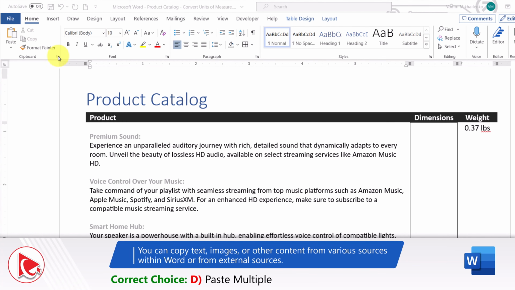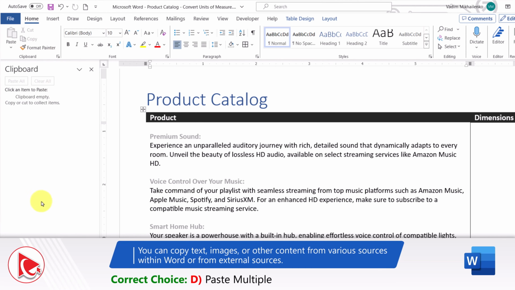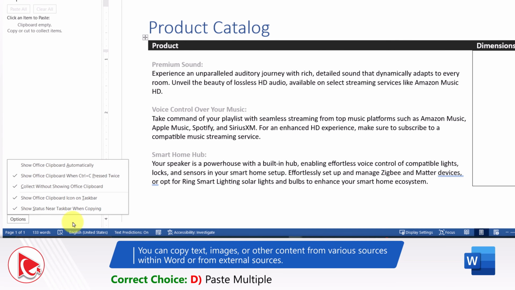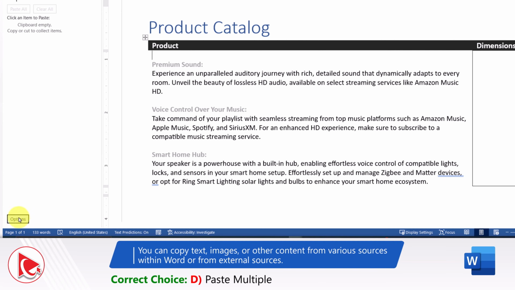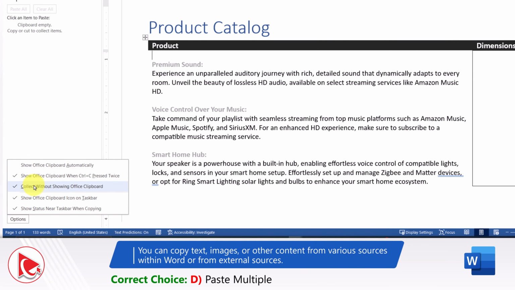To do this, let's check the clipboard settings by clicking on the Clipboard Details button. As you can see, there is nothing currently in the clipboard. Let's check the options on how we can collect the data. To do this, let's click on the Options button, and you see that the clipboard will collect without showing any Office clipboard. You can also choose the options Show Office Clipboard Automatically or Show Office Clipboard when Ctrl-C pressed twice.